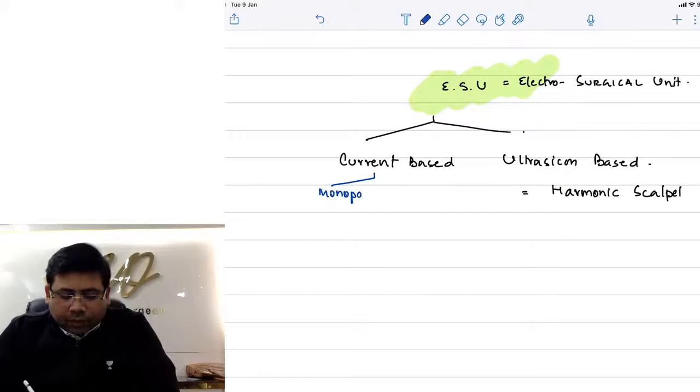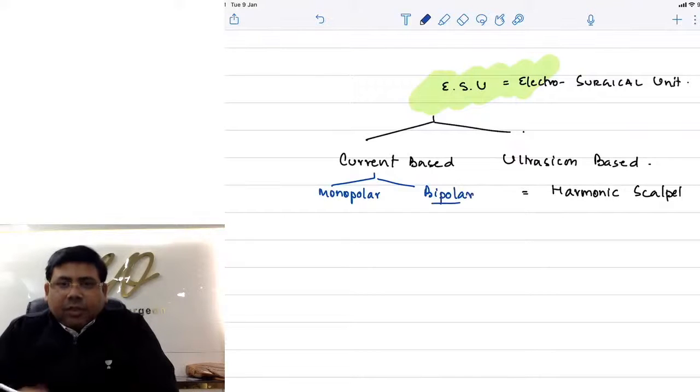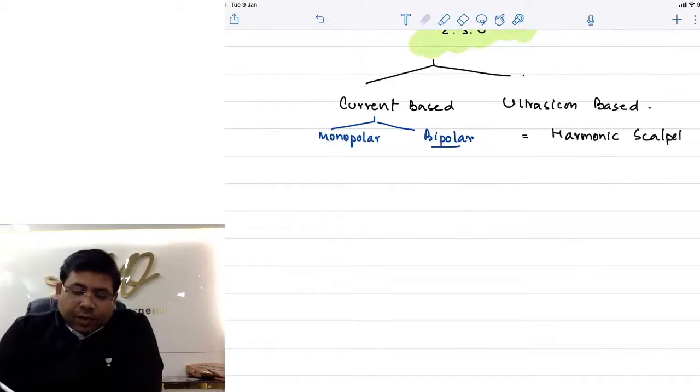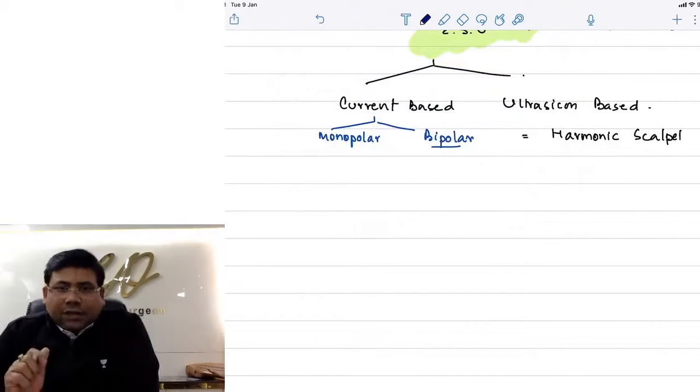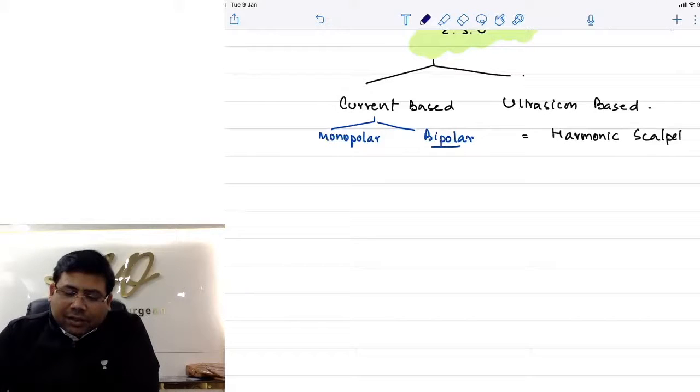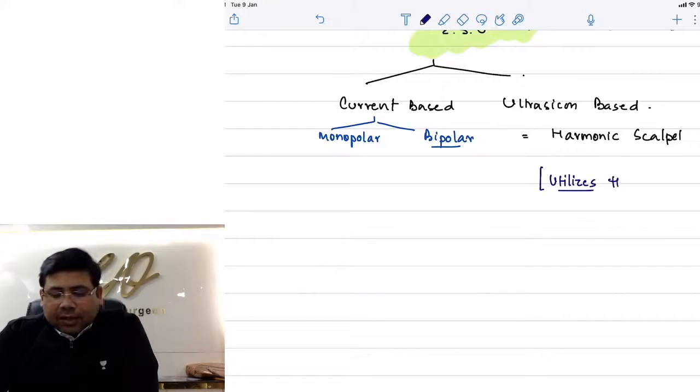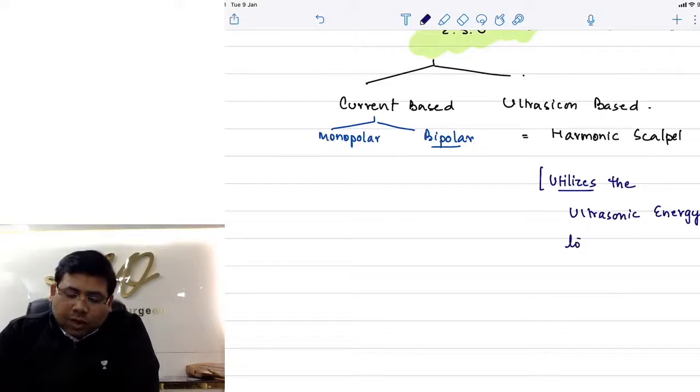When we talk about monopolar, bipolar and harmonic technology, what is the difference? Let us see. In monopolar, you have a single electrode connected with the patient and one electrode is in the hand of the surgeon. Bipolar, both the electrodes. But ultrasonic, if you talk about harmonic scalpel, this is not current based. It utilizes the ultrasonic energy to cut and seal.